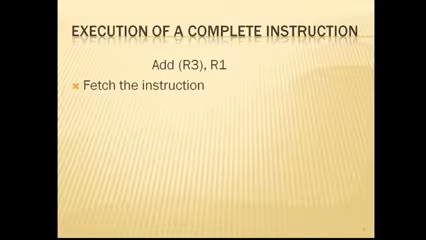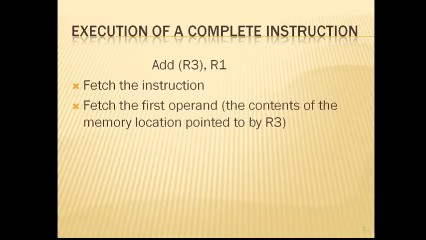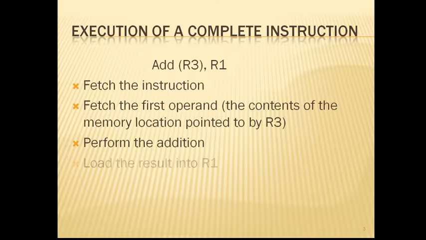First is fetch the instruction. Next step is fetch the operand, that is, here in this case, the contents of the memory location pointed to by register R3. Third step is perform the addition. Last one is load the result into R1. So these are the four steps that will take place in order to execute an instruction.